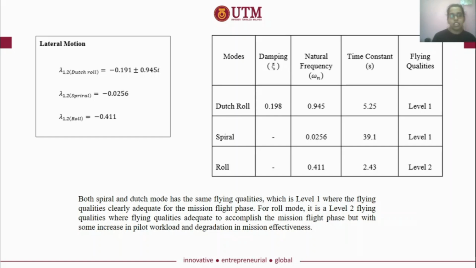So as we can see, for the Dutch roll, we have obtained the flying qualities, which is level 1, spiral, which is level 1-2, and for roll, which is level 2. Both spiral and Dutch mode have the same flying qualities, which is level 1, where the flying qualities clearly indicate adequacy for the mission flight phase. For roll mode, it is level 2, where the flying qualities indicate adequacy to accomplish the mission flight phase, but with some increase in the pilot workload and degradation in the mission effectiveness.